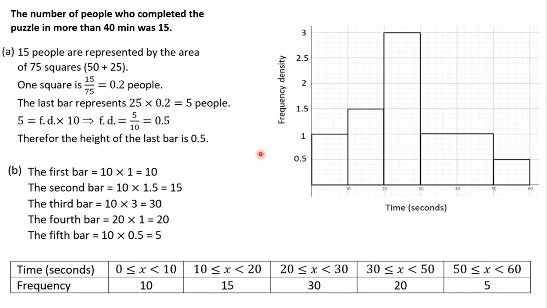In part B, we are asked to find each frequency in this table. So once we've got the frequency density, it's quite simple, because it's just base times height. The base of the first bar is 10, height is 1. Base of the second bar is again 10, height is 1.5, and so on. You only need to be careful. This bar here doesn't have the width 10, but it's 20. And if you do 20 times 1, you will get 20 people.